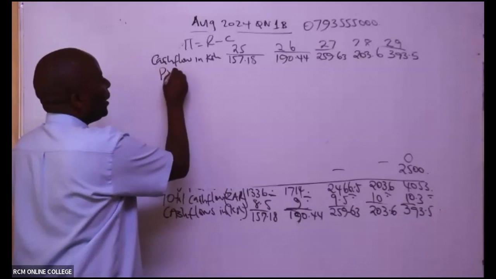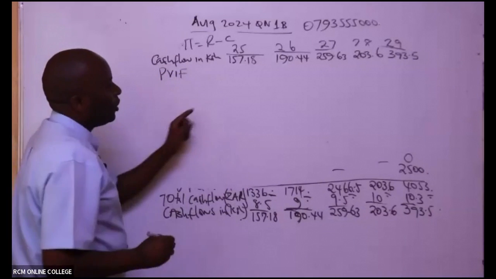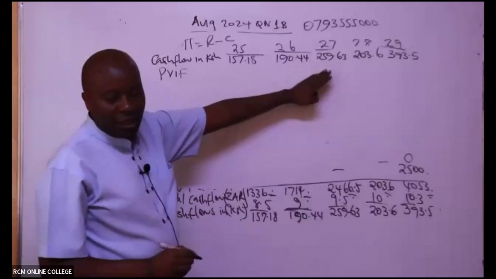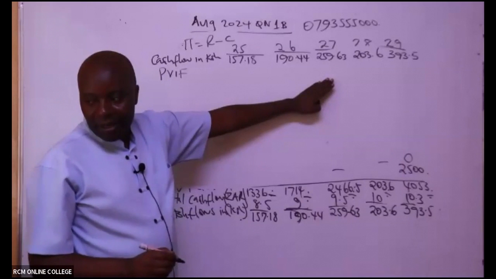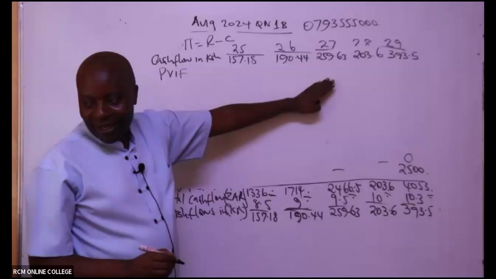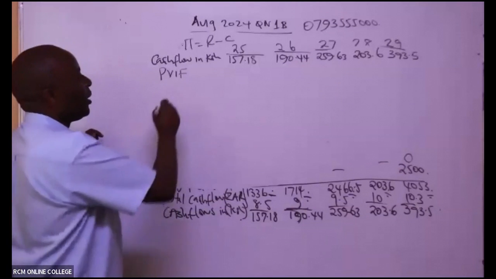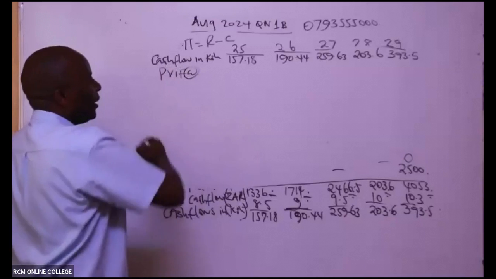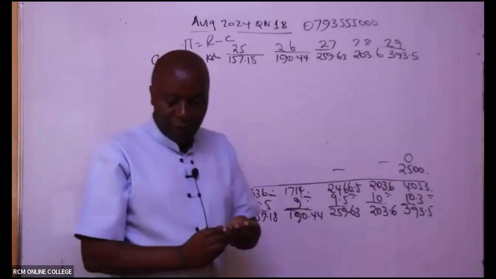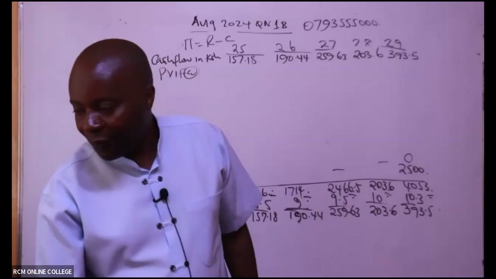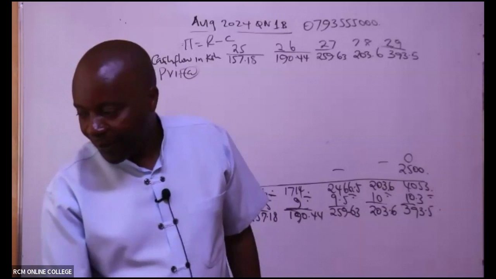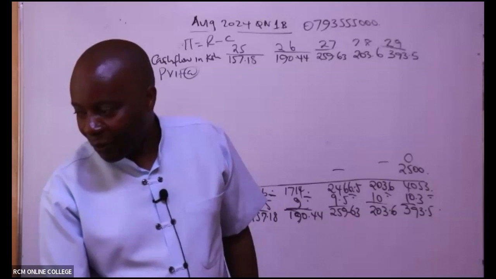So come here and give us what we call PVIF, because these cash flows are irregular. So because they're irregular, come and take your PVIF at the cost of capital provided.